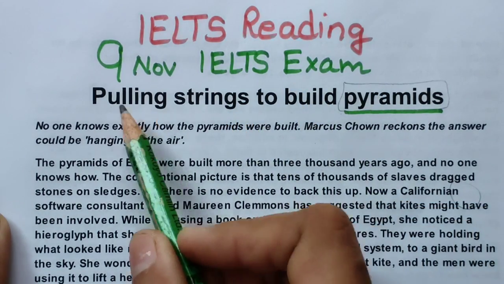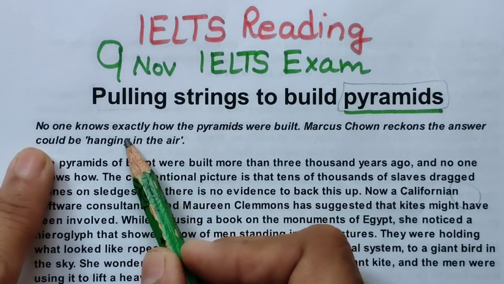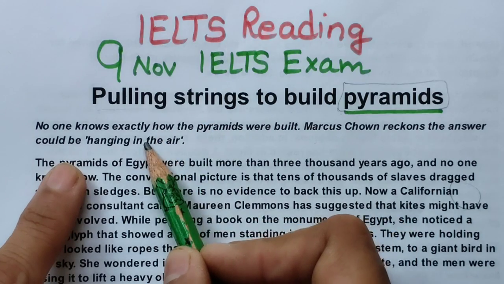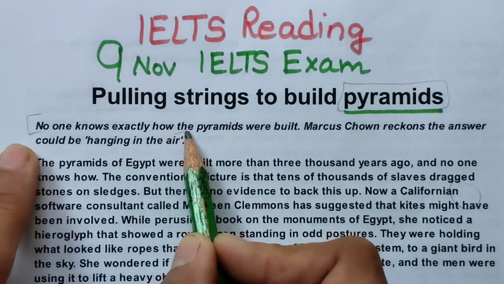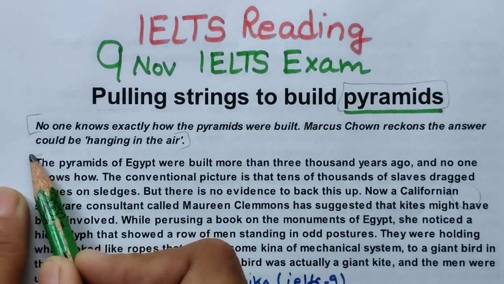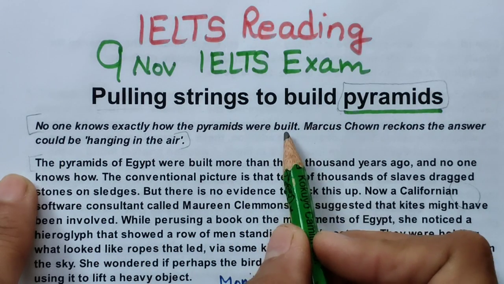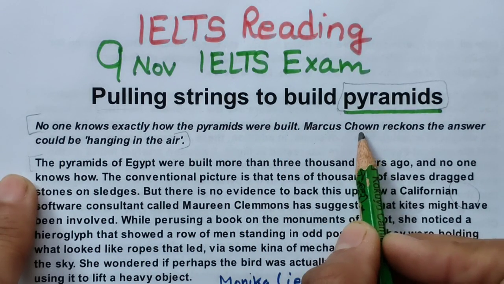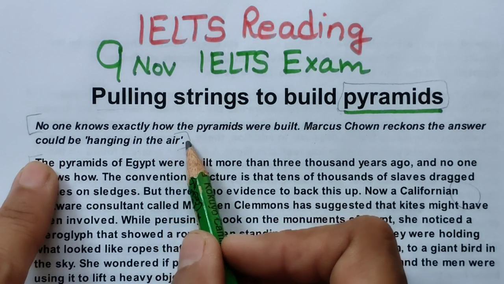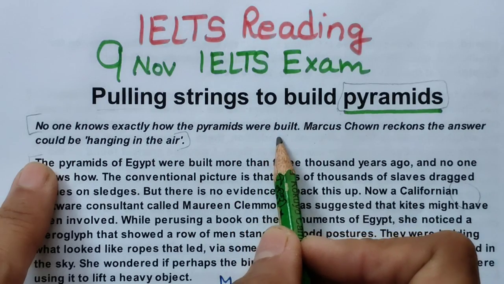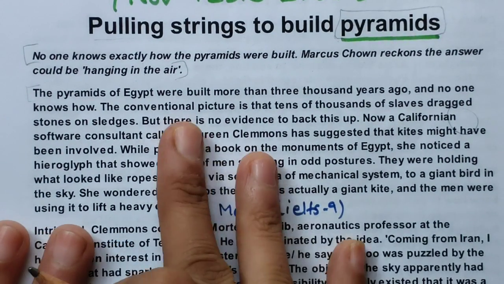Okay, let's start. After reading the title of this reading passage, if you want to understand the meaning of the title, you can read these separate lines like that. The actual reading passage is starting from here. You can read it. No one knows exactly how the pyramids were built. Marcus Chown reckons the answer could be hanging in the air. So they want to know how pyramids were built in this reading. Till now, after that I will not be reading anything.